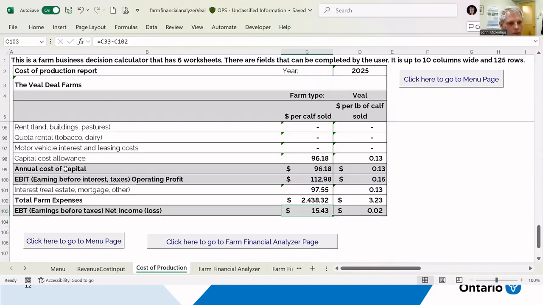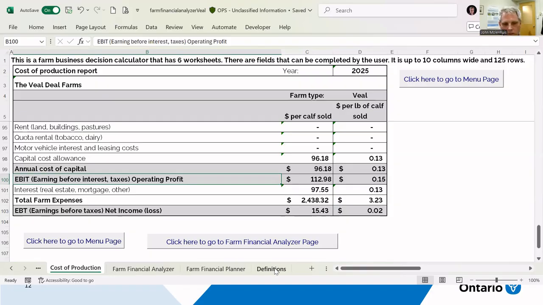And the format here, when we talk about annual cost of capital and EBIT, earnings before interest and taxes, all of these terms are defined in a definitions page here. You can go to the definitions page and it'll explain what is included in those and how it's broken down, but it is on a standardized record keeping format that we've put these into.